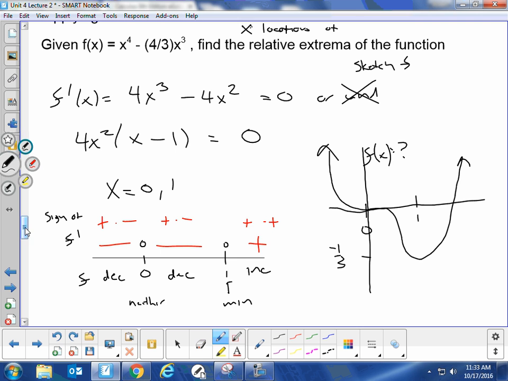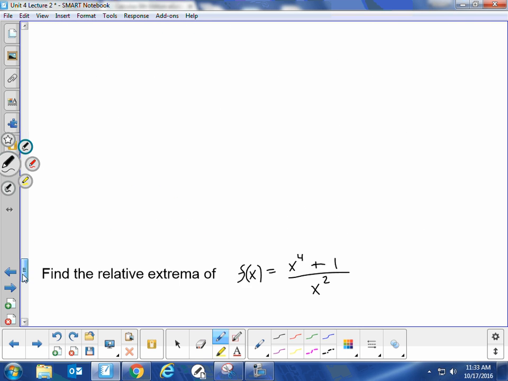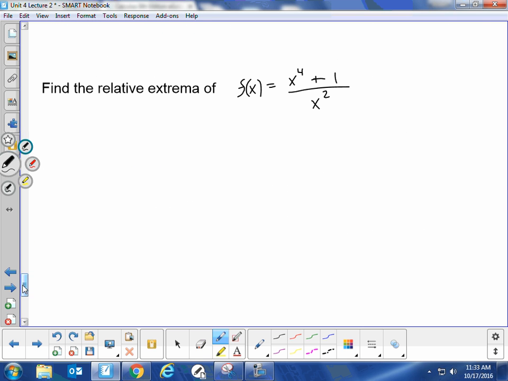All right, let's do another one where we have a fraction. Tackle this one. Actually haven't done this one yet, so let's see.